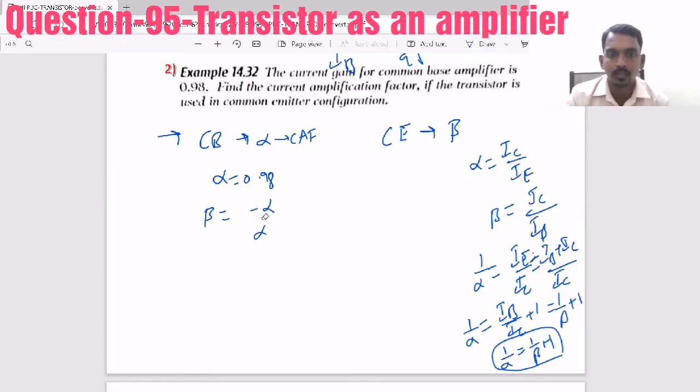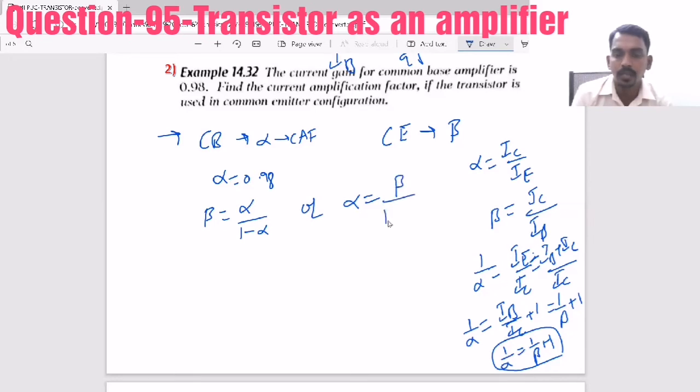The equation is, so from here 1 by beta equal to 1 by alpha minus 1. So beta equals alpha by 1 minus alpha, or else alpha equals beta by 1 plus beta. This is the relation. Now alpha given means you can find beta.